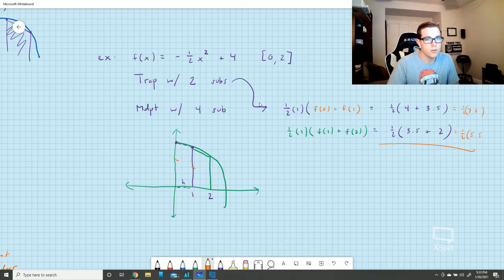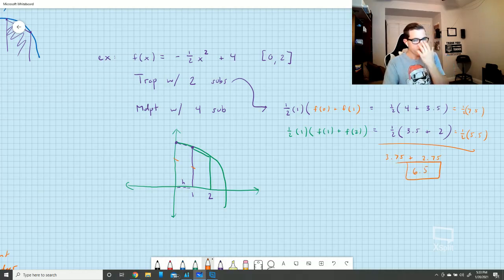And I'm just struggling not to want to get Desmos out, which I won't. What is this? 3.75 plus half of 5.5 is 2.75, which is 6.5. Or I could have been way smarter and added 7.5 and 5.5, which is 13, and then divided by 2, which is 6.5.